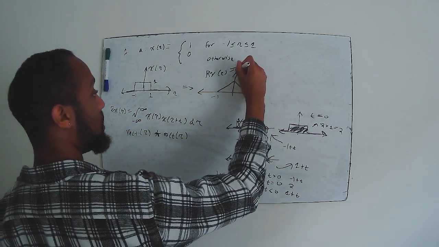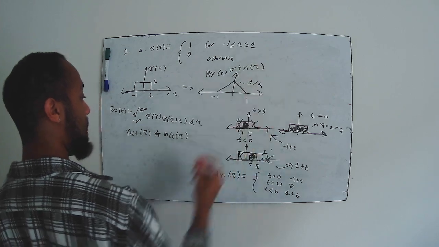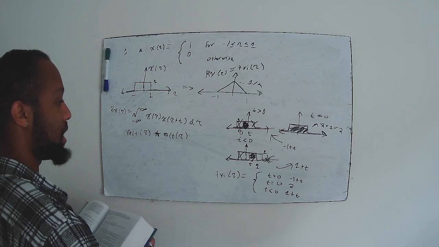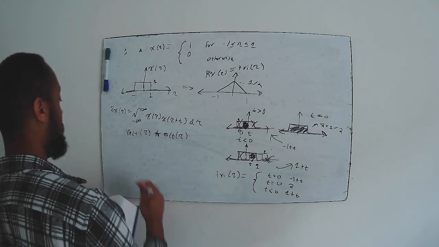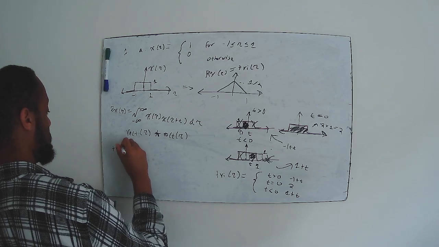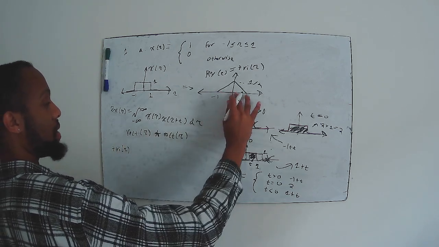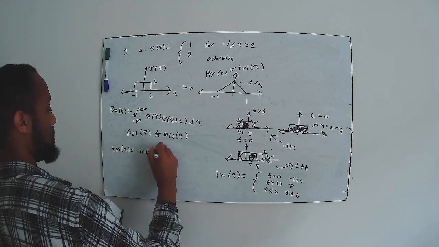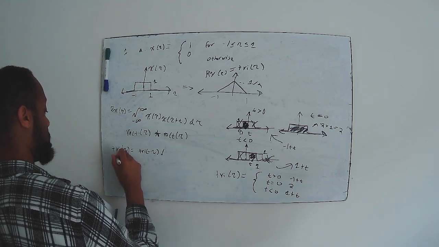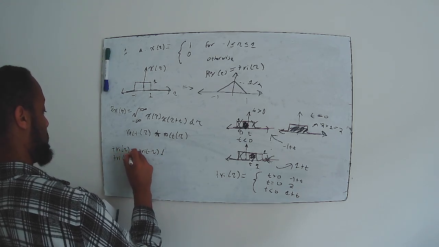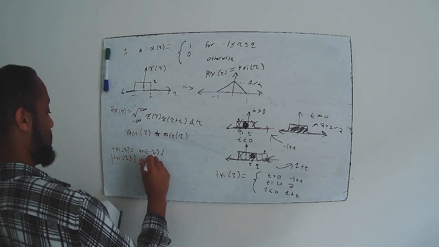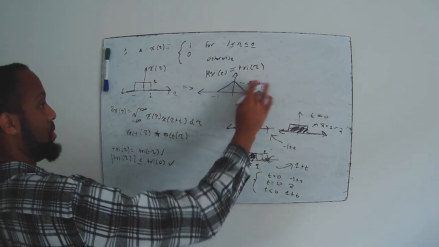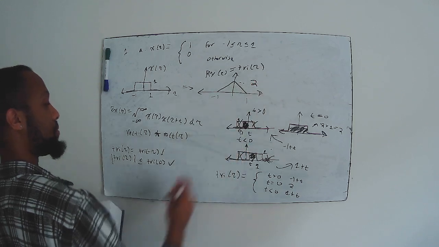So Rx of t is equal to tri of tau. Now we have to see if this tri of tau satisfies the properties of autocorrelation. Well, tri of tau is even, because the left hand side matches the right hand side, so tri of tau is equal to tri of minus tau. That checks off. Tri of tau, the absolute value of it, is less than or equal to tri of 0. This is basically saying the maximum is at the origin, which is true. The maximum here is 2.